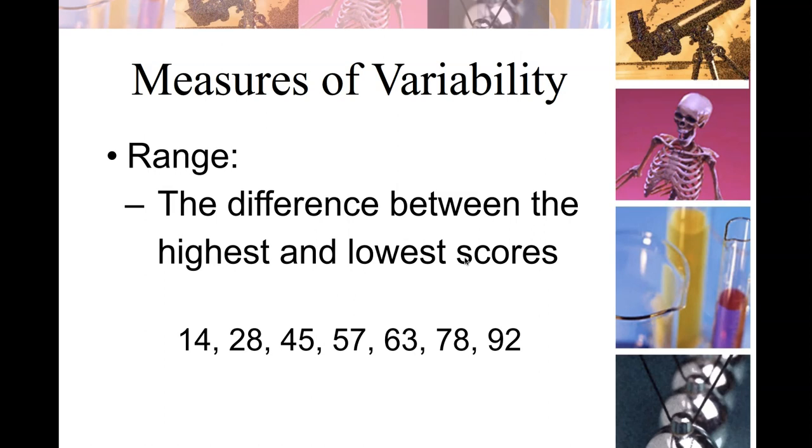The range is the difference between the highest and the lowest scores. So here we've got this. We could either report the range as the numbers ranged from 14 to 92, and then we might also report the difference between them. So the range was 92 minus 14, which is 78, was the range of numbers.